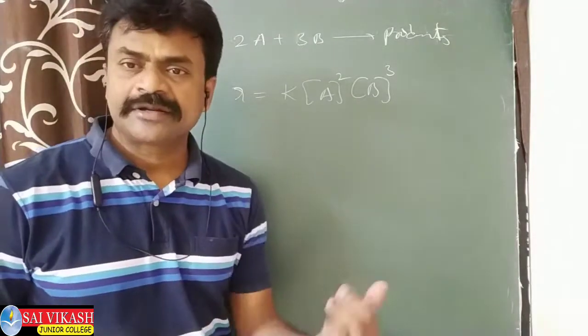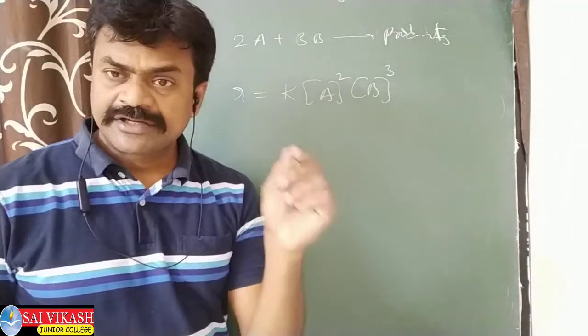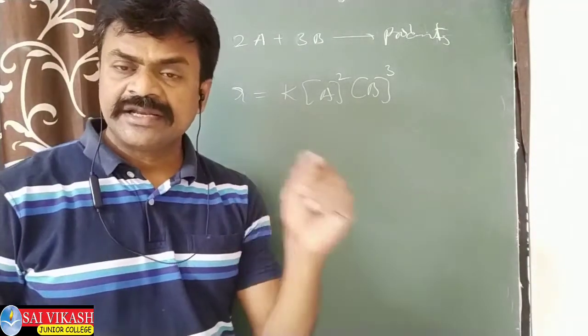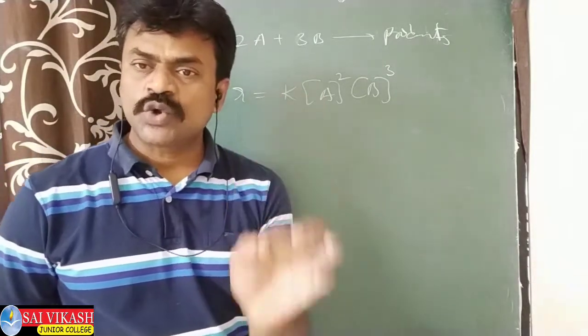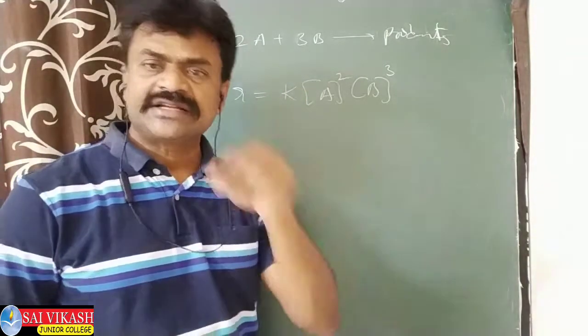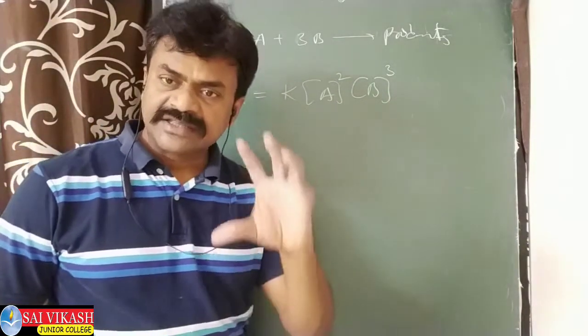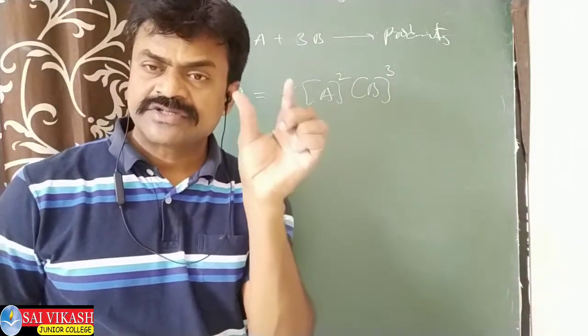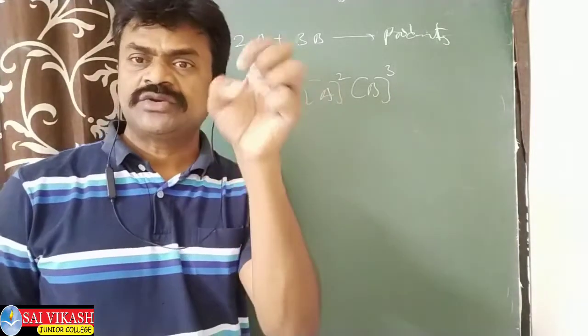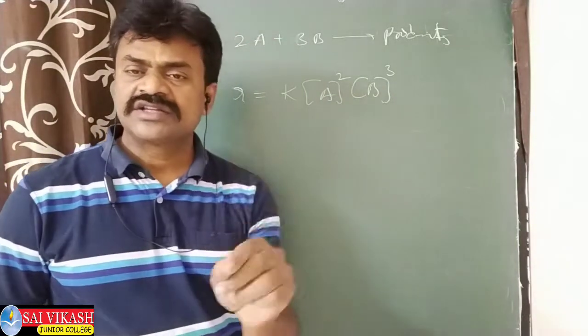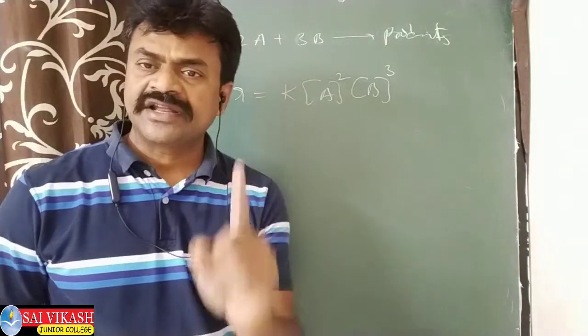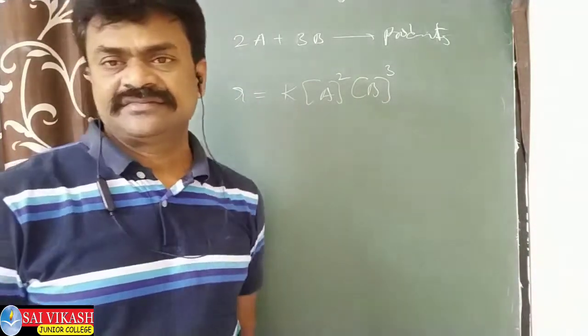What is that rate determination step? The rate determination step or rate limiting step is the slowest step of the entire reaction mechanism. In the entire reaction mechanism, the slowest step you need to catch. For the slowest step only, the rate equation you can write. This is one condition.